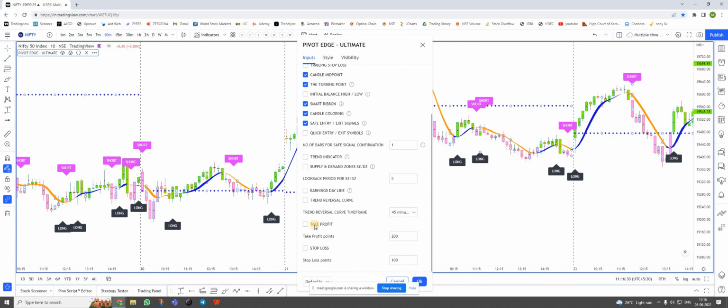So here we have take profit and stop loss. Say for example, stop loss I will keep as 40 points. Take profit I will keep as 60 points. This I am keeping for Nifty, or we will keep it for Bank Nifty.